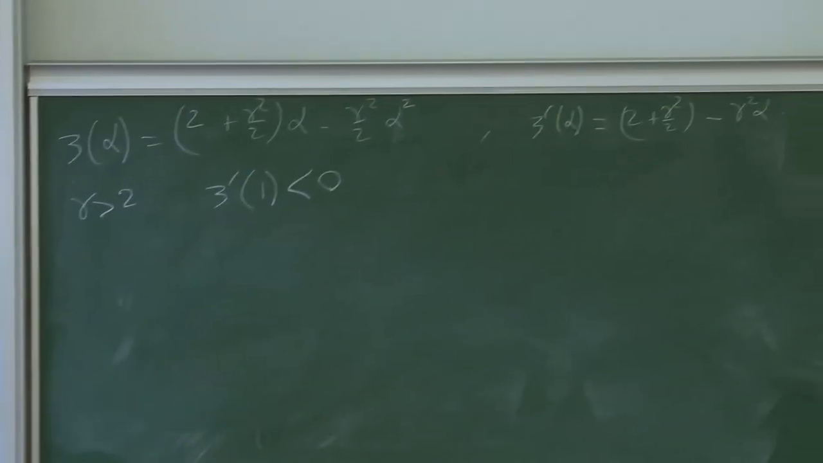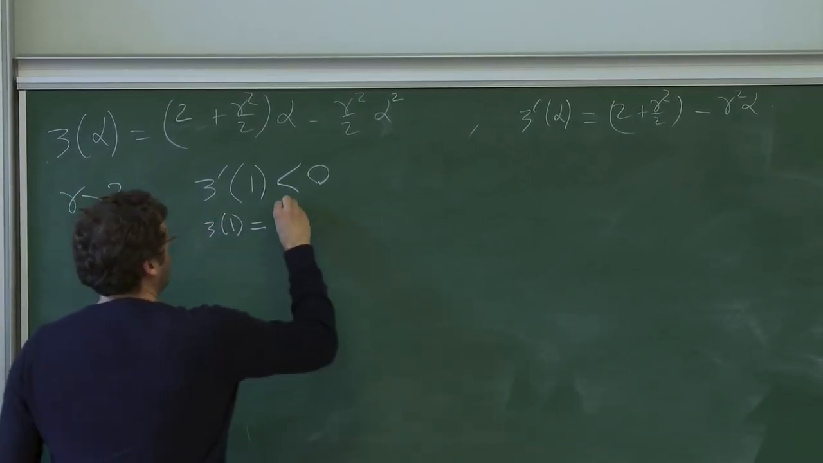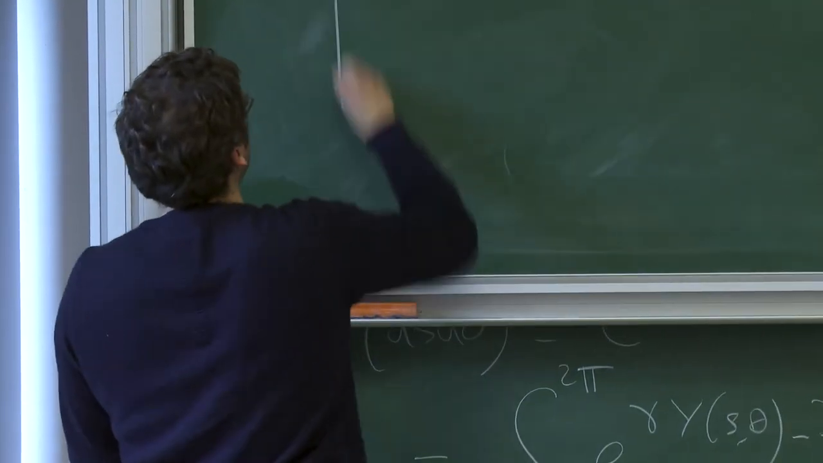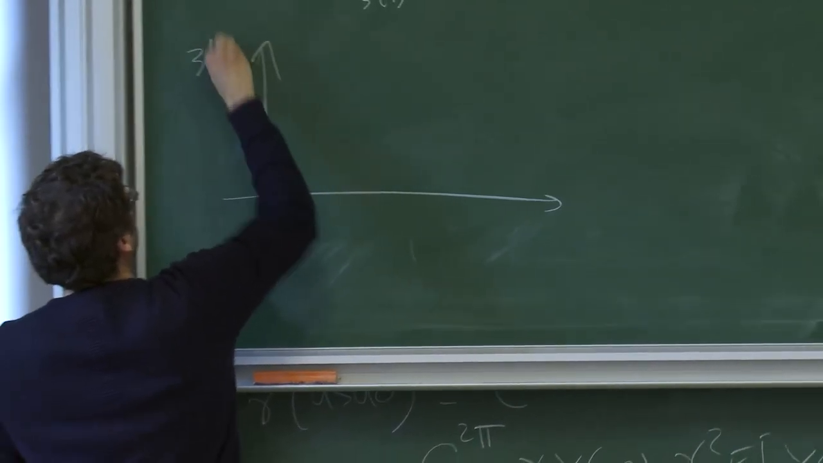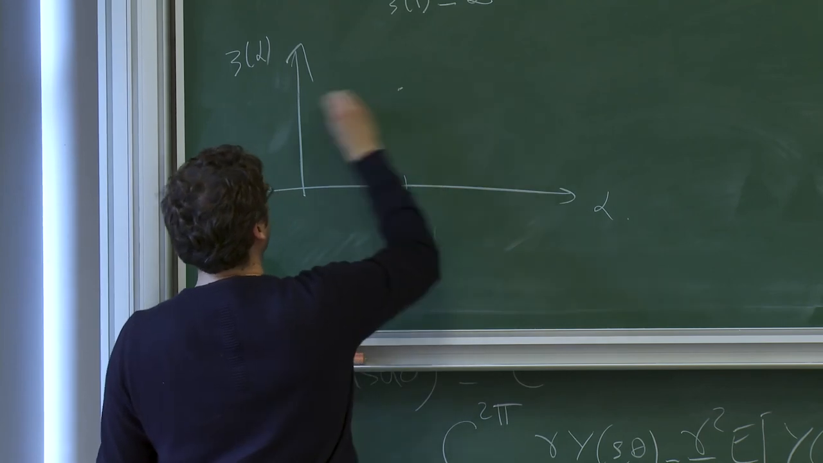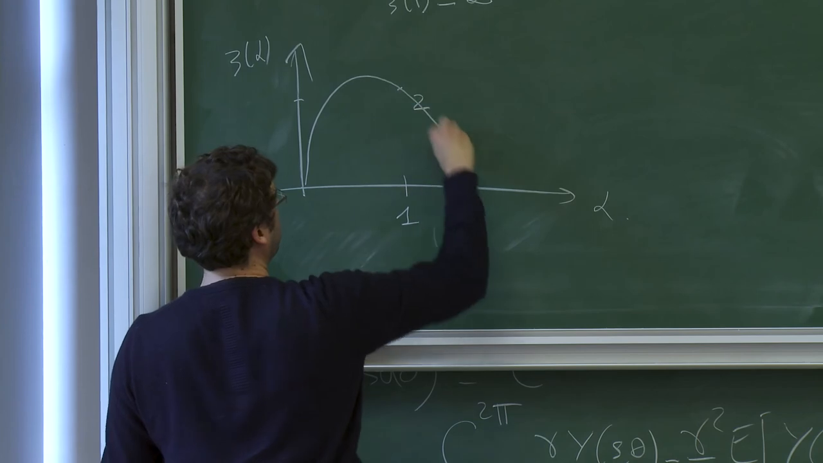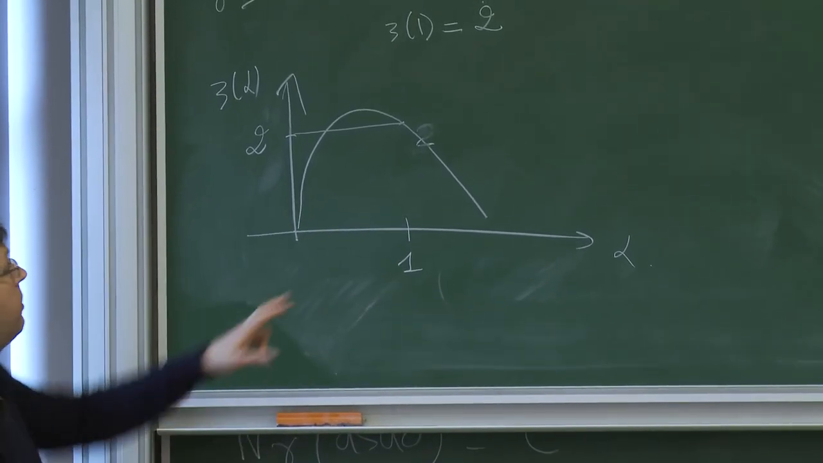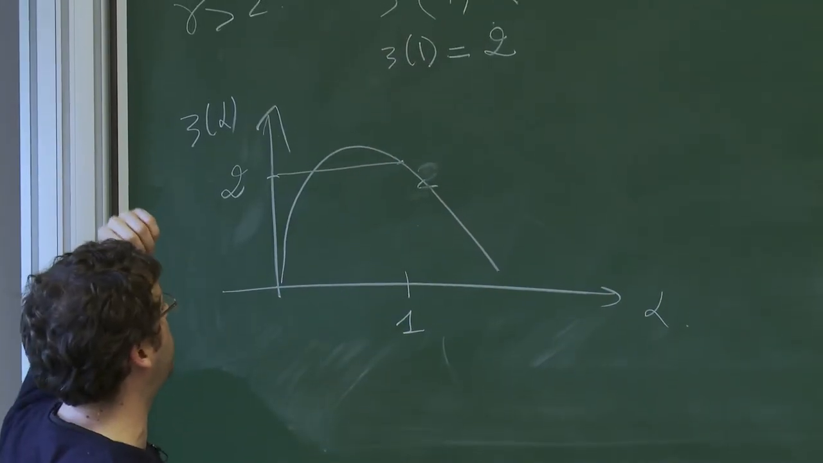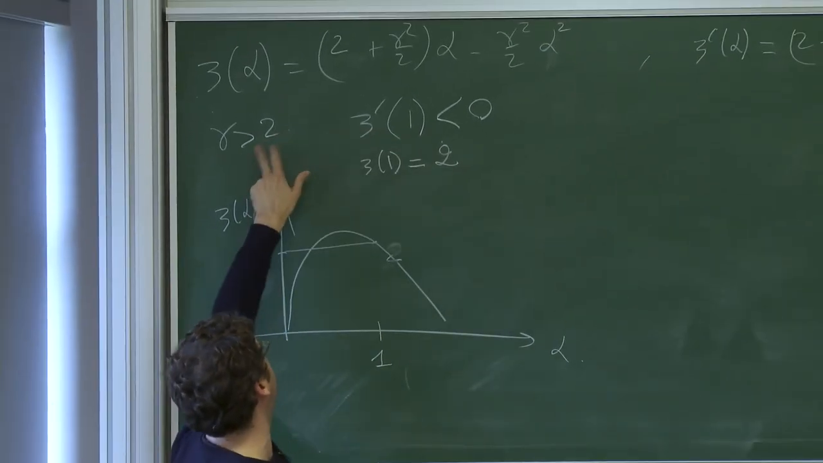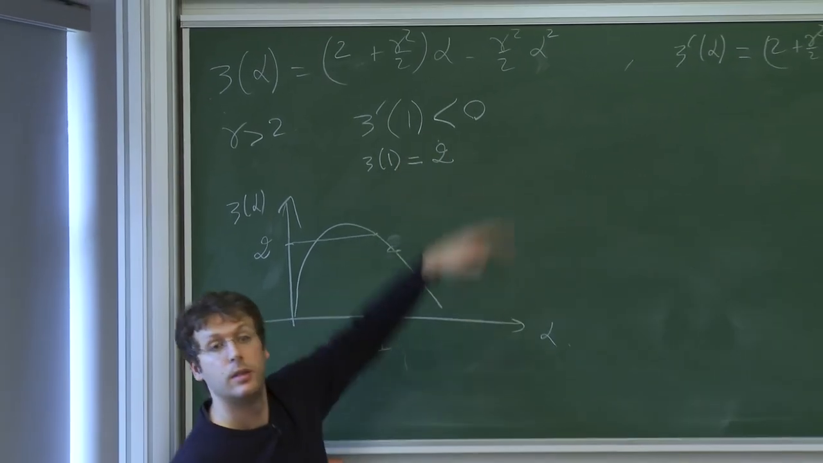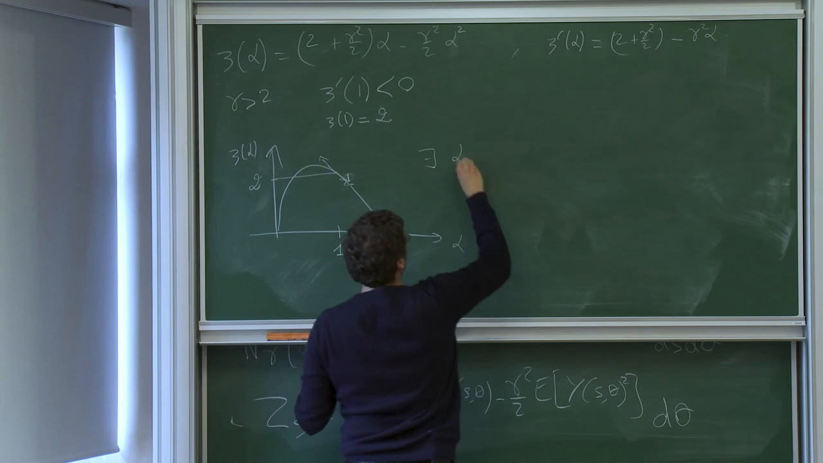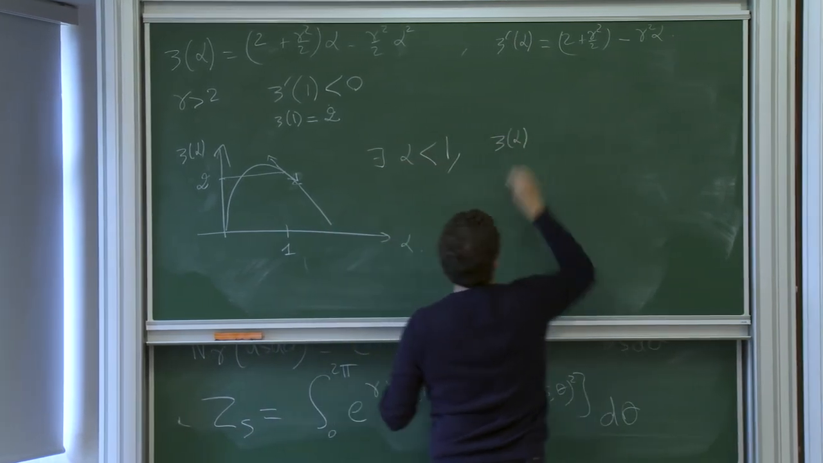So it's easy to see that zeta prime is negative, and I have zeta of 1 equals 2. Okay. So this means that if gamma is bigger than 2, then zeta is like this. So here there's 2, and it's doing this. Okay, so zeta is a concave function. Zeta of 1 is obviously 2, that's trivial. And if I take the derivative of zeta, gamma bigger than 2 is equivalent to the derivative at 1 being negative. So it means that I'm like this. Okay, so this means that I can find alpha strictly smaller than 1 such that zeta of alpha is strictly bigger than 2.